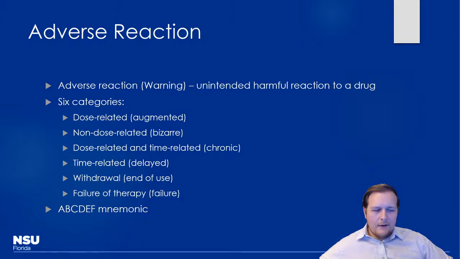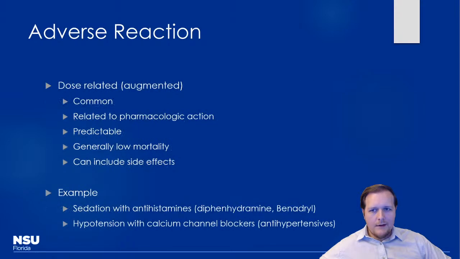And so you can break down these adverse reactions into, say, 6 different categories. I have them broken down into this A, B, C, D, E, F mnemonic here, but basically we can call them either dose related, non-dose related, sometimes they're dose and time related, sometimes they're just time related, there's withdrawal, and then failure of therapy. So I'll talk about these specifically in the upcoming slides here.